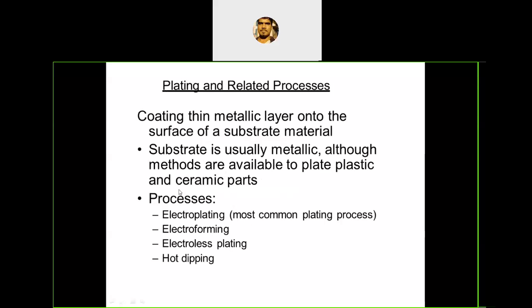The next set of processes is called plating and related processes. Plating. Have you heard of plating, electrolyte plating anywhere? It's the best example. It is also a type of coating, coating a thin metallic layer onto the surface of a substrate. So it's putting a thin layer on the substrate.